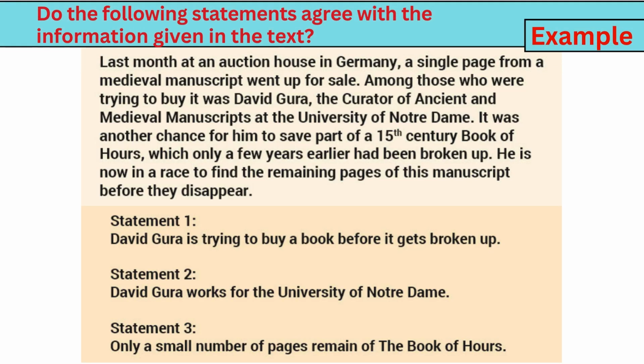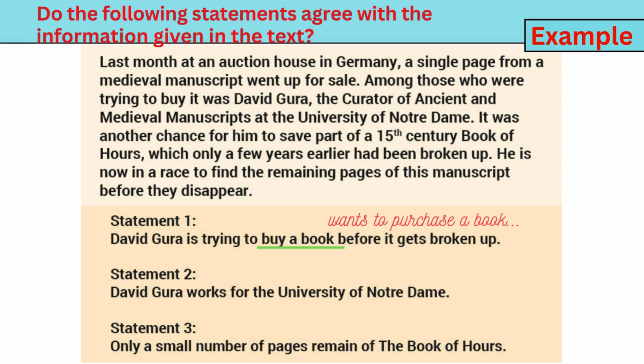So here we have a paragraph with 3 statements. There are no headings or any bullet points in the paragraph. So in order to know the requirements, I will see the questions first, highlight some keywords and rewrite the statement as I understand it. The first statement is: David Gora is trying to buy a book before it gets broken up. So what is the keyword? He's trying to buy a book. What I understand from this statement is he wants to purchase a book. The statement mentioned that David Gora is trying to buy a book before it gets broken up, so I will write in simple words: wants to purchase a book.